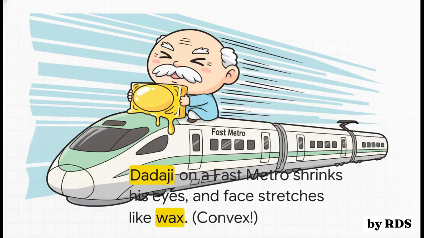And we've got an equally fun one for hypermetropia. Picture a grandfather, a Dadaji, riding on top of a fast metro train. He shrinks his eyes from the intense wind, and his face stretches way back like wax. Fast metro stands for farsightedness and hypermetropia. Shrinks eyes reminds us of the shrunken eyeball. Face stretches stands for the long focal length, and wax, that gives us the convex lens fix.